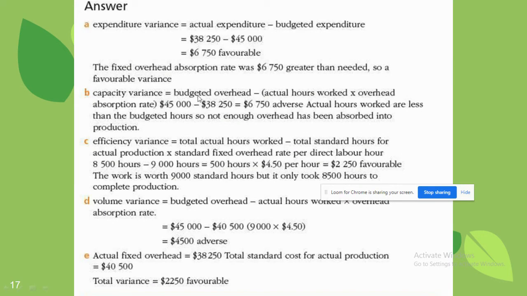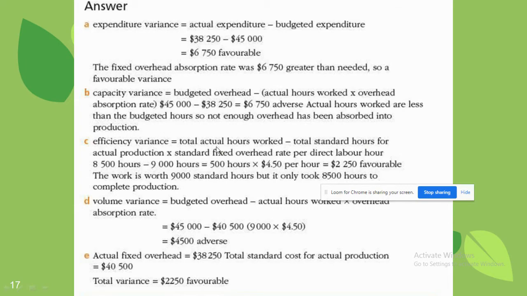B, capacity variance. The formula is budgeted overhead minus actual hours worked multiplied by overhead absorption rate. Budgeted overhead is 45,000 minus actual hours worked times overhead absorption rate, which is 38,250, which gives 6,750 adverse. Actual hours are less than the budgeted hours, so not enough overhead has been absorbed into production.